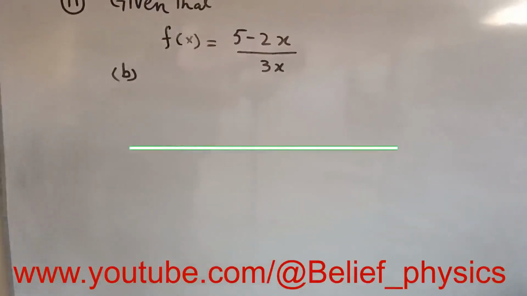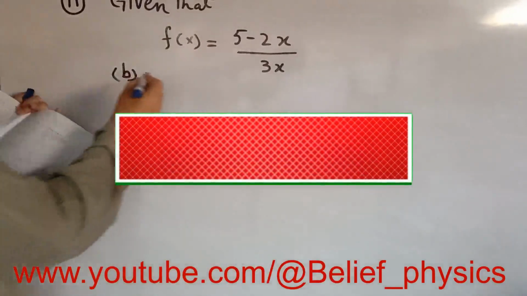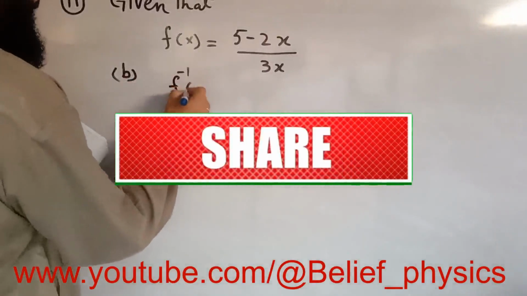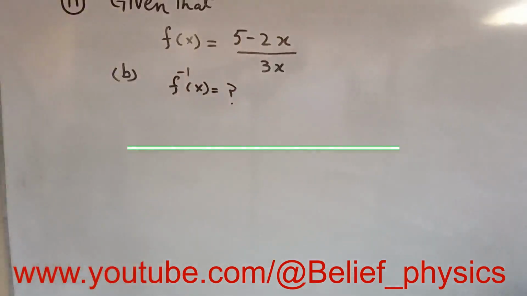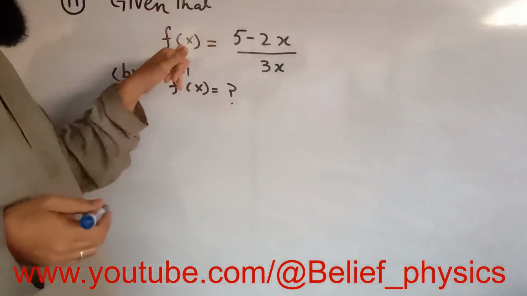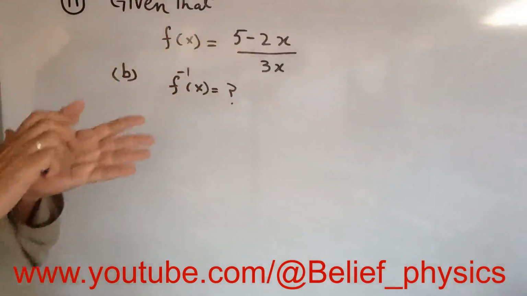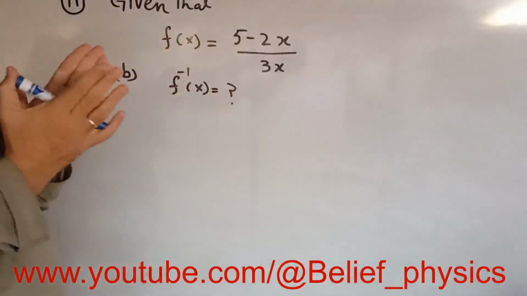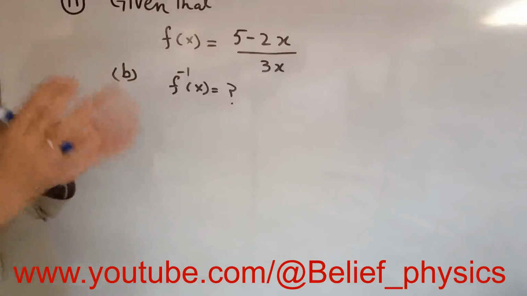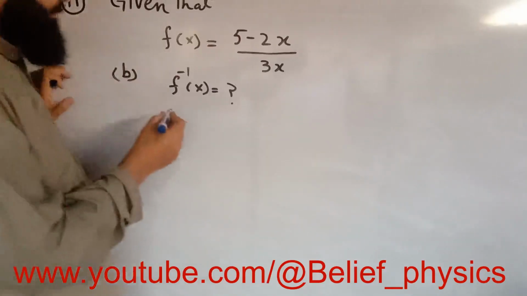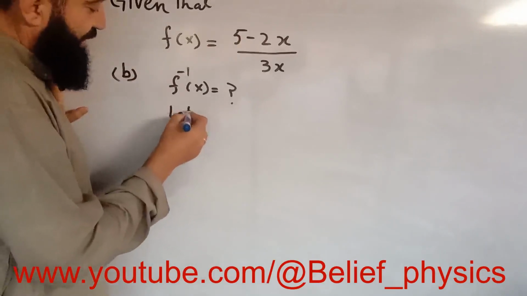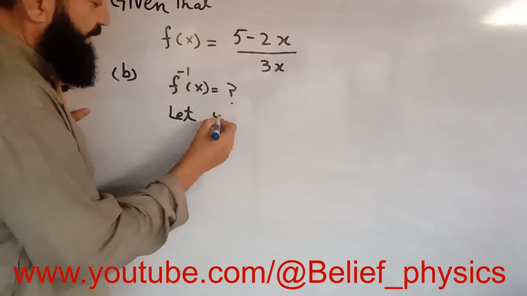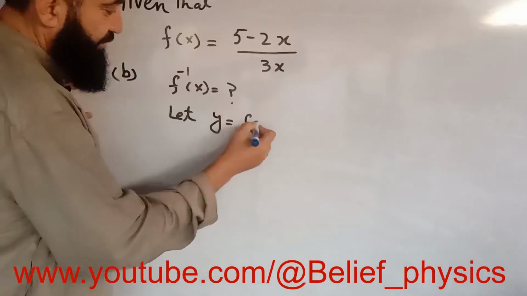B part. In b part, we have to find f inverse of x. Now, this is the function which maps x onto this. f inverse of x means the domain of the function will become the range, and the range will become the domain. So for this, how will we proceed? We will proceed like that. Whenever we have to find f inverse of x, we will let y is equal to f of x.